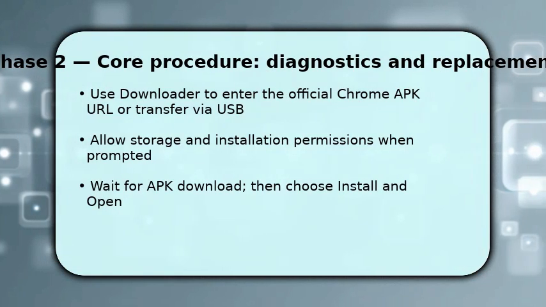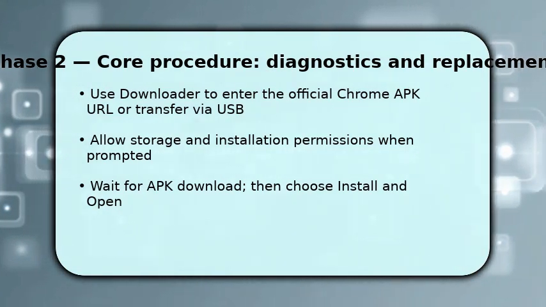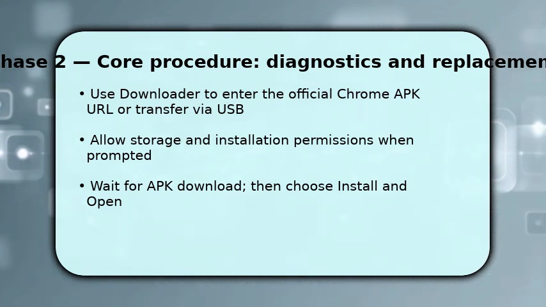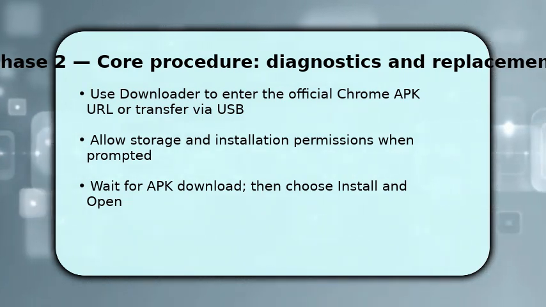Use Downloader's browser field to type the Chrome APK link or transfer the file via USB/ADB if you prefer. This gets the installer onto the device.